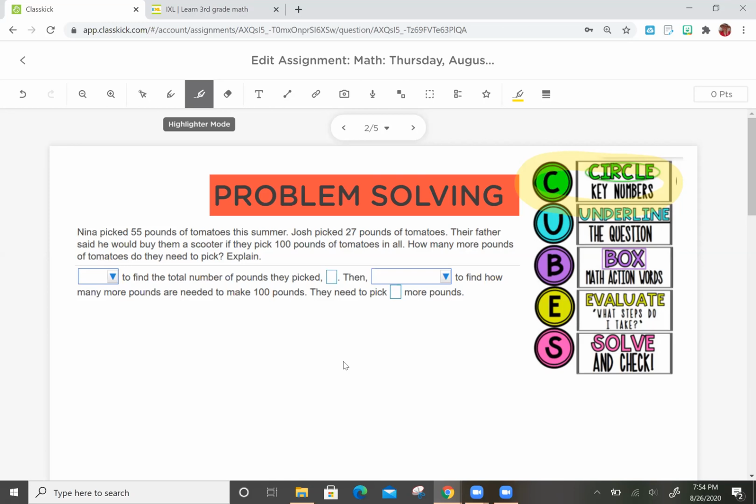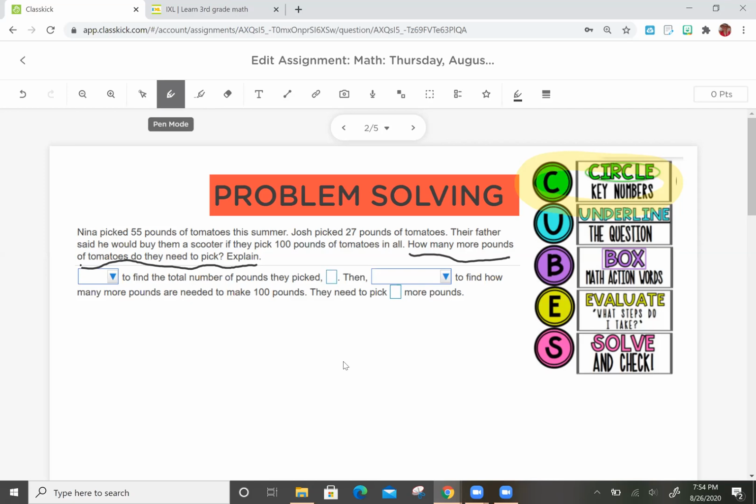So we're going to start with C. I would like you to circle the important numbers. There are 3 of them. The second thing we do is you underline the question. Now I will do that part for you. And we'll underline the question. Ooh, not a very good underline, sorry. Underline the question.